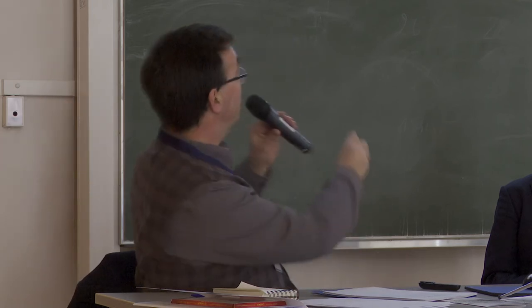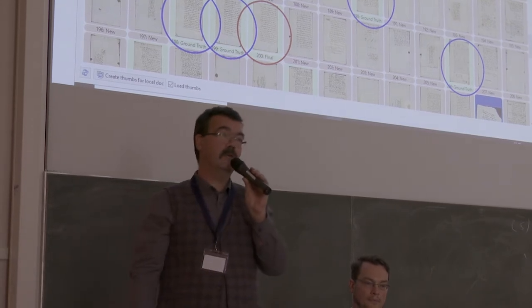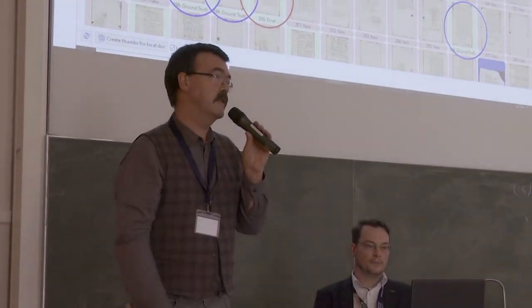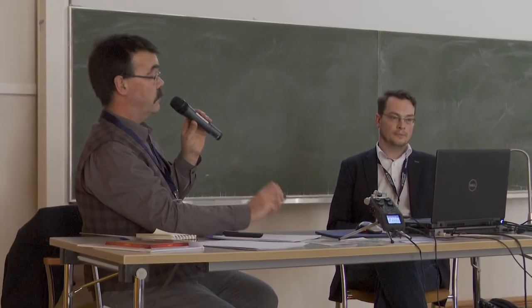So, to make it more clear, this is an overview of one of my documents. I don't know which year, 1627. The transcribers make their proposals for me, and the blue ones are ground truths. You can see neighboring pages, same writers. In this case, we selected 1, 2, 3, 4, 5 writers, 6 writers maybe. The red ones are the final pages. They will go to the test set. The blue ones will go to the training set. And that's all what we do in advance for the training.